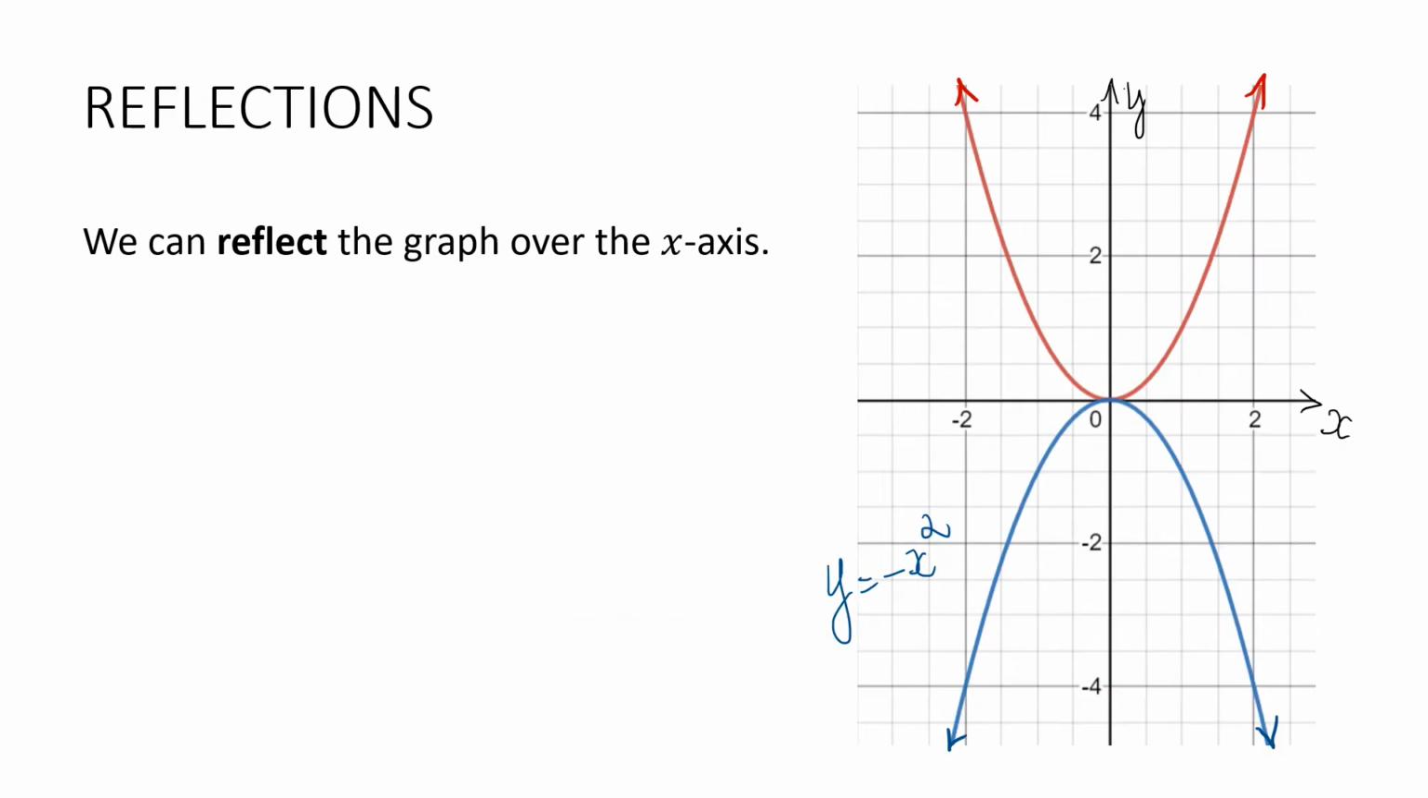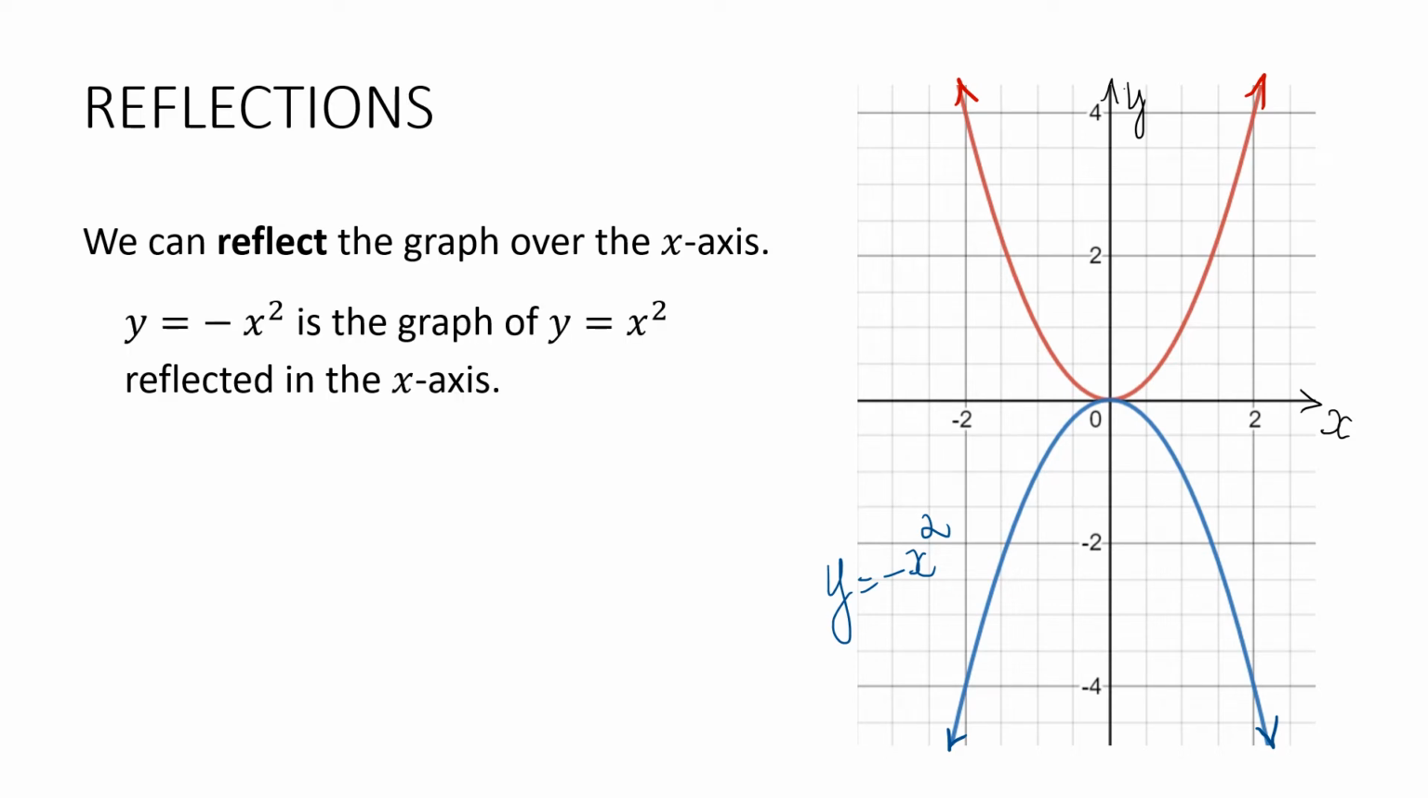And we can also reflect the graph over the x-axis by making the coefficient of x squared negative. You can see it turns from concave up to concave down. And we say y equals negative x squared is the graph of y equals x squared reflected in the x-axis.